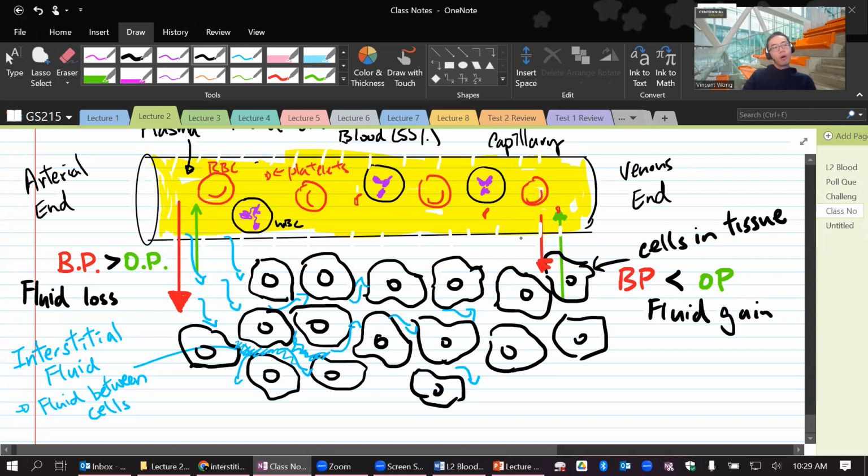But as you recall, with the numbers that I gave you, you actually lose more fluid than you are able to bring back in, right? So some will go back in, but not all of it. Let me put a star here. Not all of the fluid that came out will be absorbed.